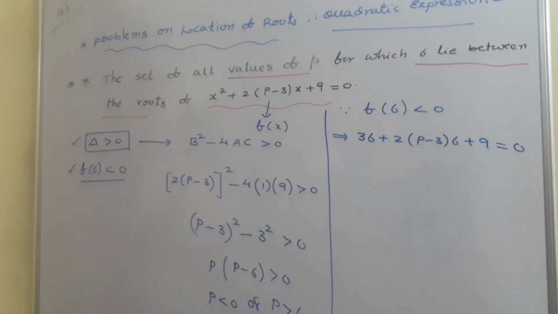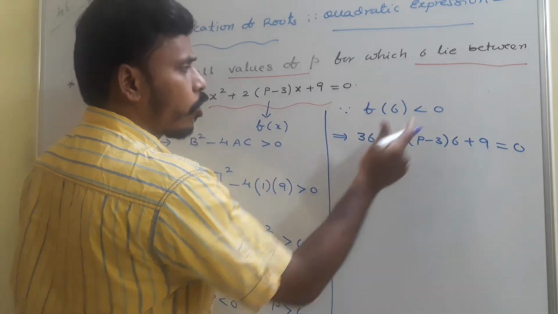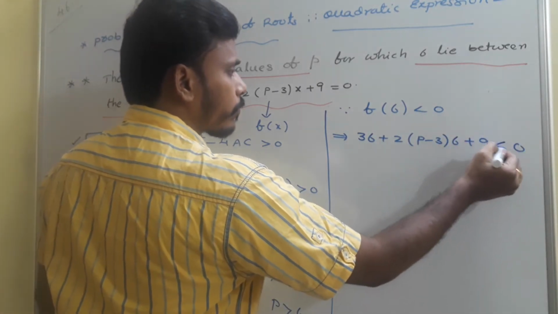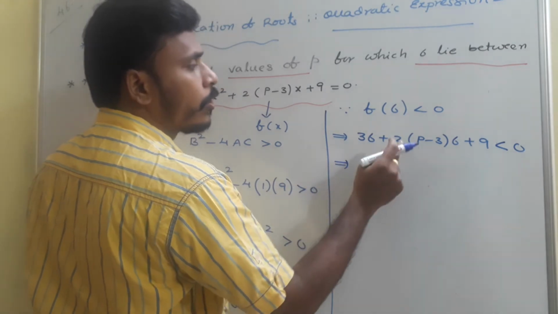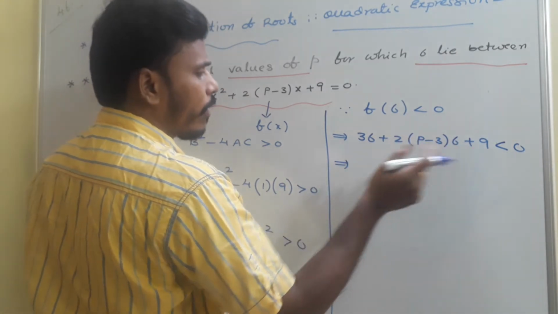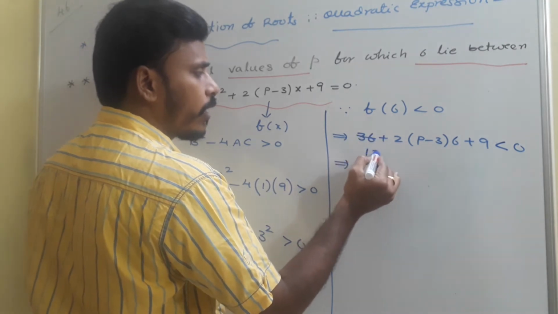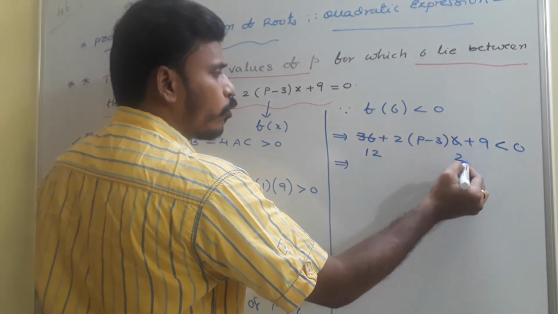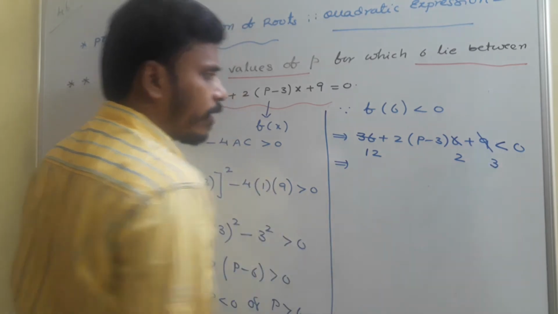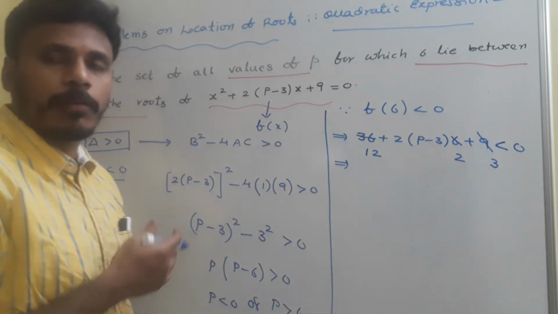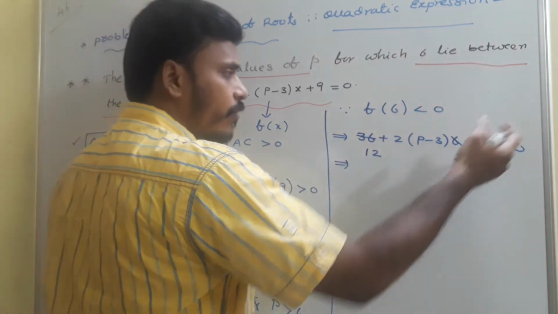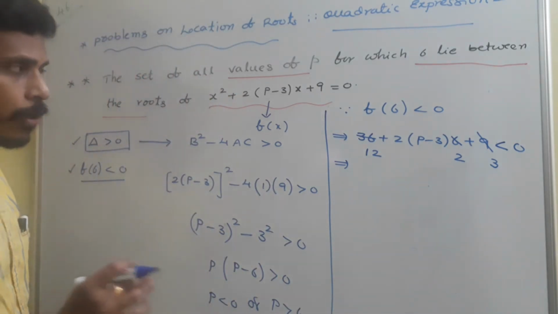So next step is what? You need to simplify it, right? Less than 0. So that implies 36 plus 2p minus 3 into 6 plus 9. Everything is divisible by 3, so you just cancel with 3. 3 12s is 36. 3 2s is 6. 3 3s is 9. There are 3 terms. In each term you just divide with 3, because on that side you have 0, right? 3 is a positive number, no problem.